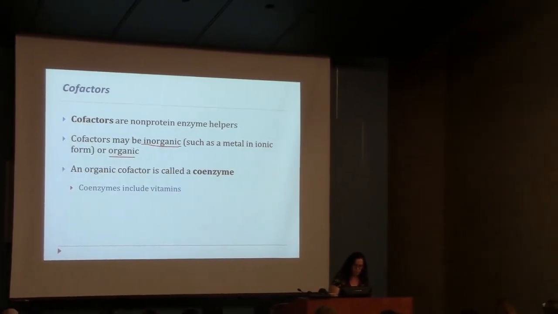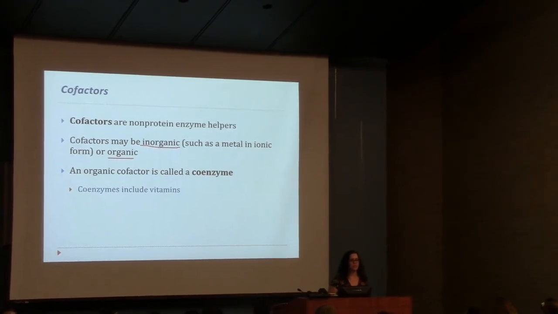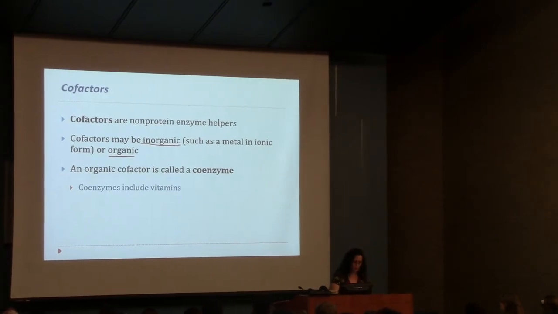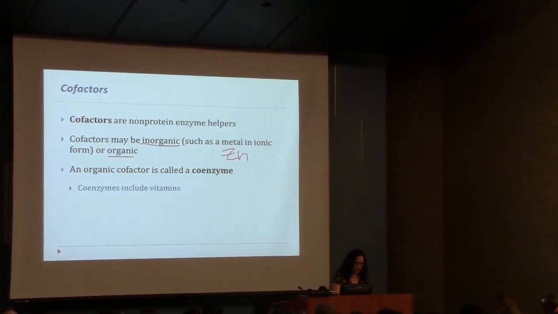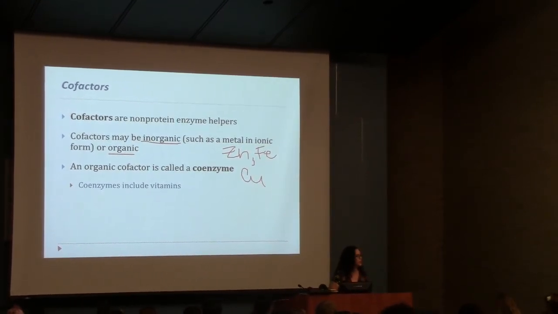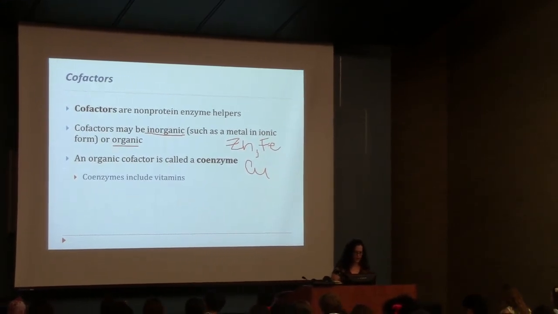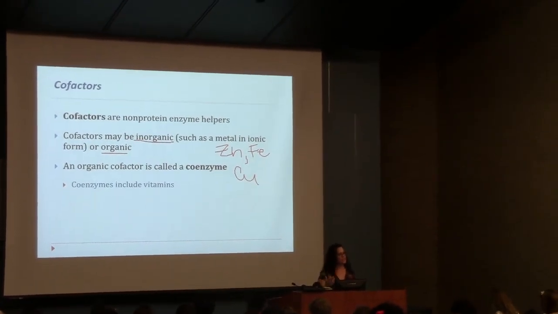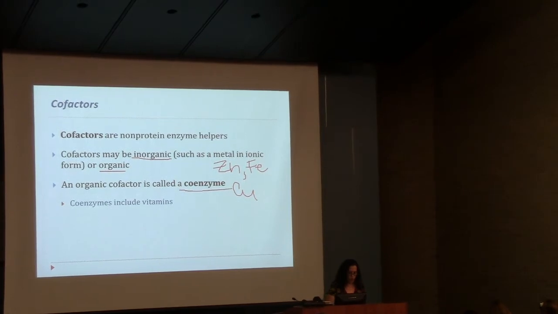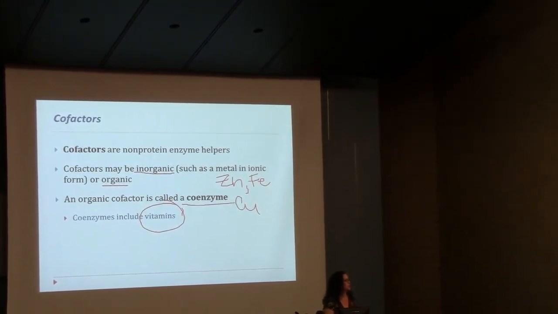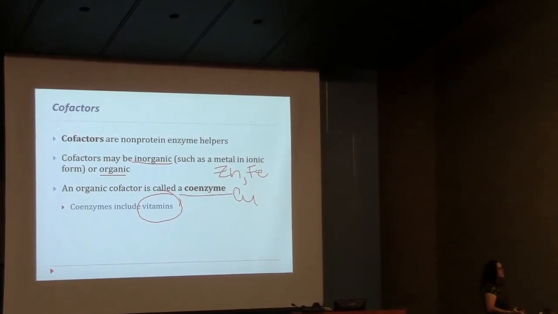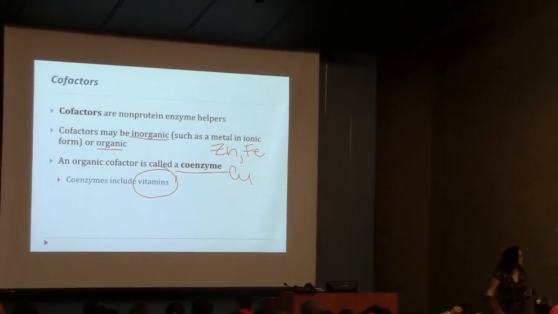Okay? So can anybody think of inorganic cofactors or metals that make up enzymes? Zinc is one of them. We have zinc. We have iron. We have copper. Okay? And if the molecule that is helping an enzyme is of organic origin, then we call it a coenzyme. So coenzymes include all the vitamins that you ingest in your food. Vitamins are important to you, but did you know why? Because they help your enzymes to work properly. Okay?